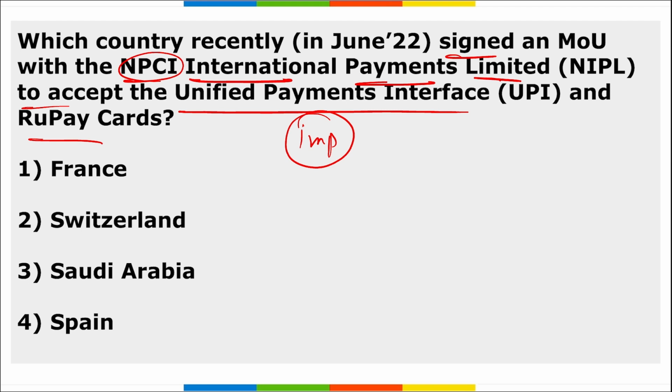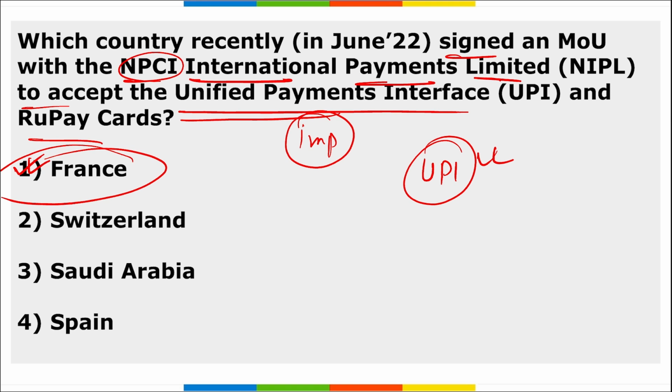So coming back, you have to tell me which country recently signed this MOU with NPCI International Payments Limited to accept the UPI and RuPay cards. That is the UPI payment, that is the payment system of India. So remember, France became the country to sign an MOU with NPCI International Payments Limited to accept the UPI payments and RuPay cards from India. So it is your France, an important question that you have to remember.